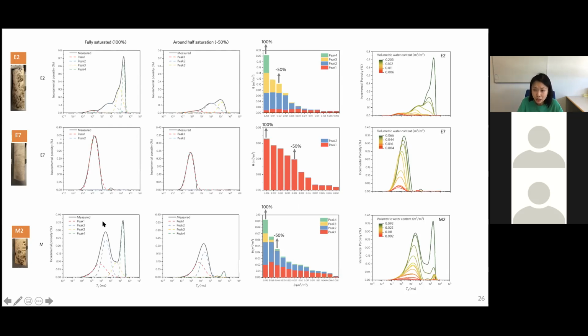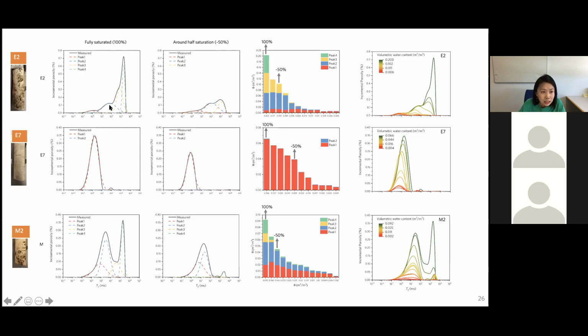The left panel here is the peak decomposition results for all the samples at fully saturated condition, so 100% saturated. And this middle panel shows all the samples at half saturated condition, which is 50%. The solid line here is the actual measured T2 distribution, and all the colored dashed lines correspond to the optimized multi-Gaussian distribution, which in this case, we picked 4 representative peaks for each of these measurements.